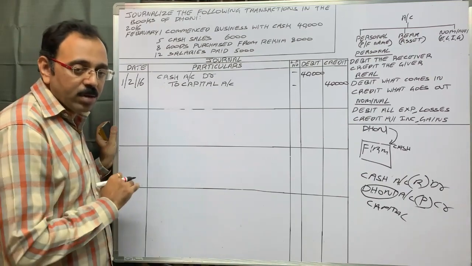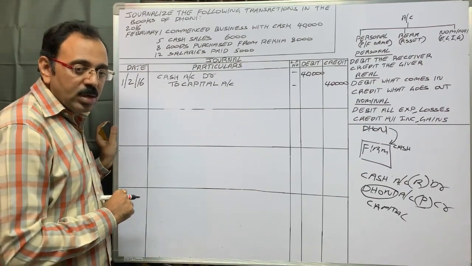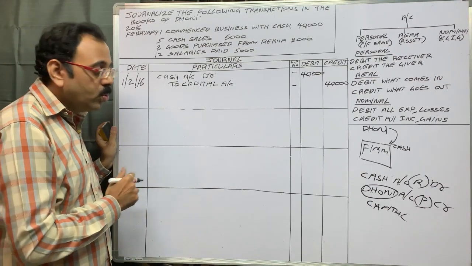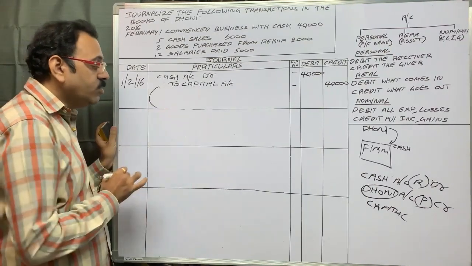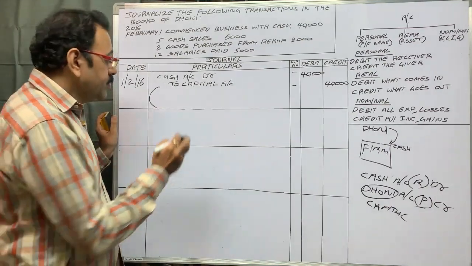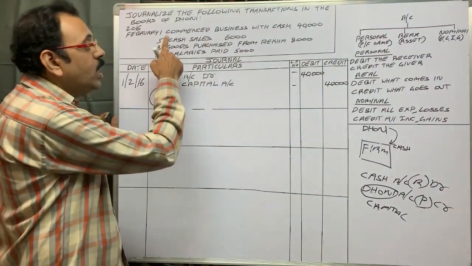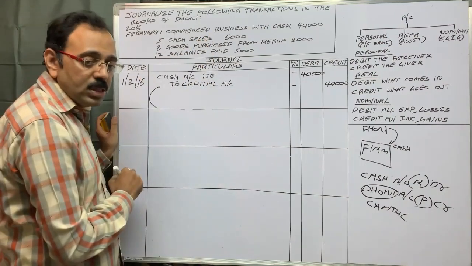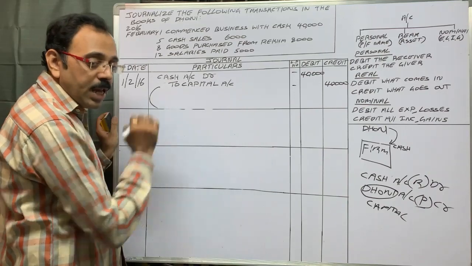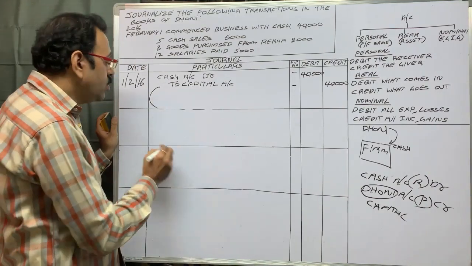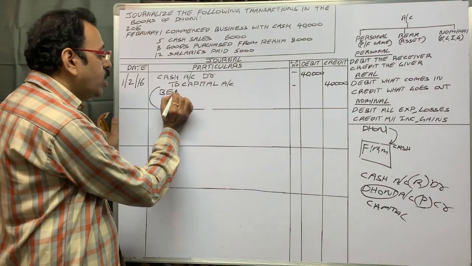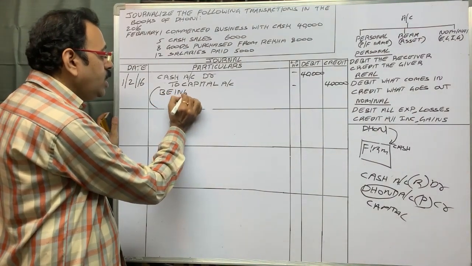Owner brought capital, he started business. But a non-commerce student cannot understand this. So in brackets we have to write what happened there. What happened? Owner started business. So this bracket information is known as narration. Narration you can start with being. Being means what? Because.